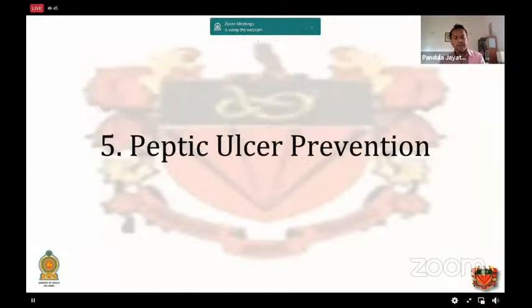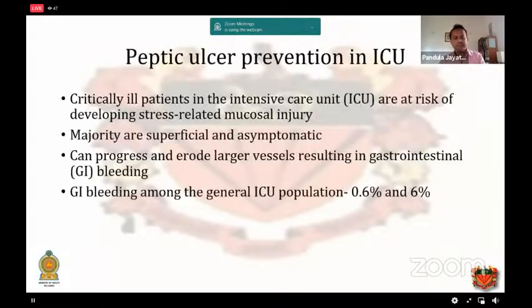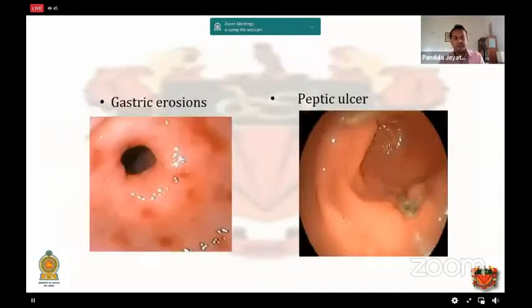So the last area I'm going to talk about is peptic ulcer prevention. Critically ill patients are at risk because of stress-related ulcers. Most of these ulcers are superficial and asymptomatic. But in certain patients, they can result in erosion of large vessels and life-threatening GI bleeding. Among the ICU population, the incidence is about 0.6 to 6%. So you can see some erosions and also a peptic ulcer.